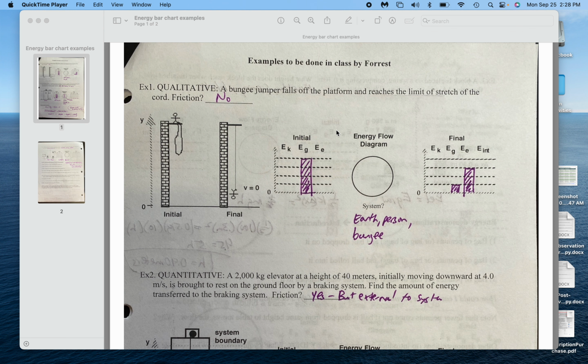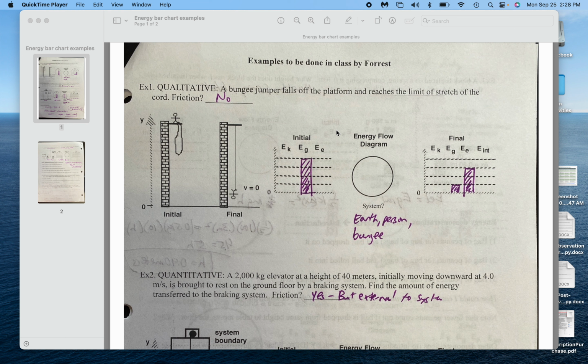Gravitational potential energy is equal to mass times gravitational field strength, which is about 10 newtons per kilogram, times the height that something's elevated above a zero position, or where you choose to have a zero position. And elastic potential energy is equal to 1/2 k, the spring constant, multiplied by the amount of stretch or compression squared. And we symbolize that with the letter x.